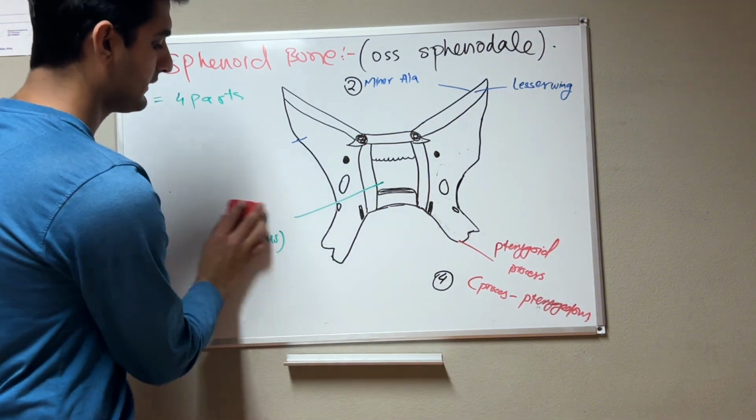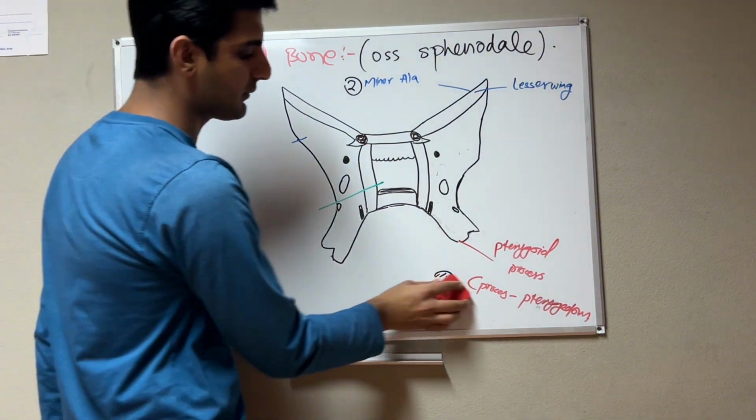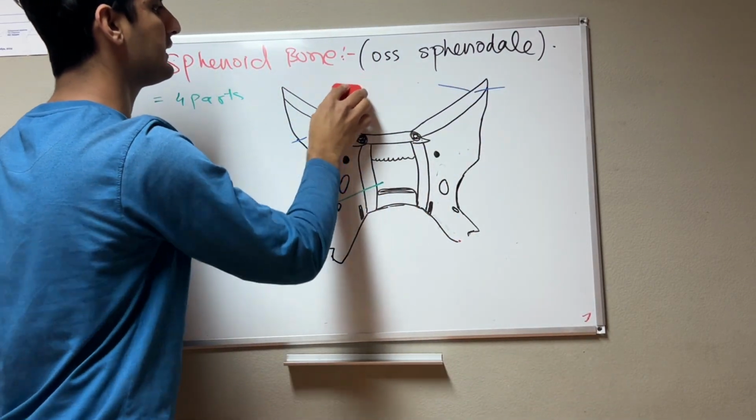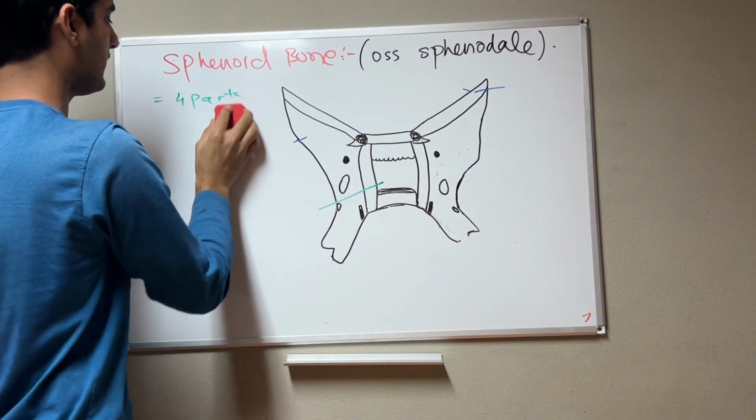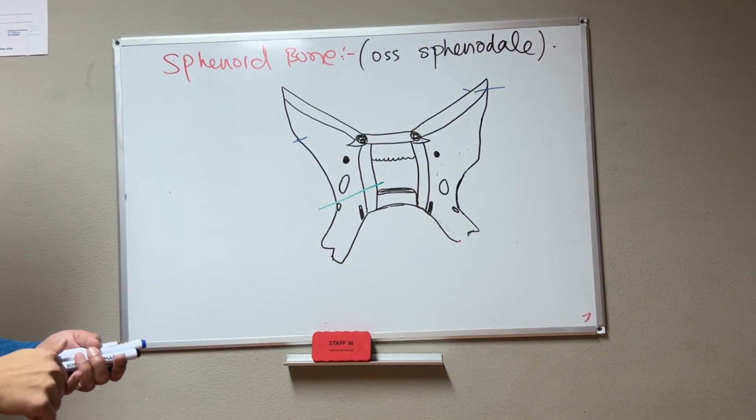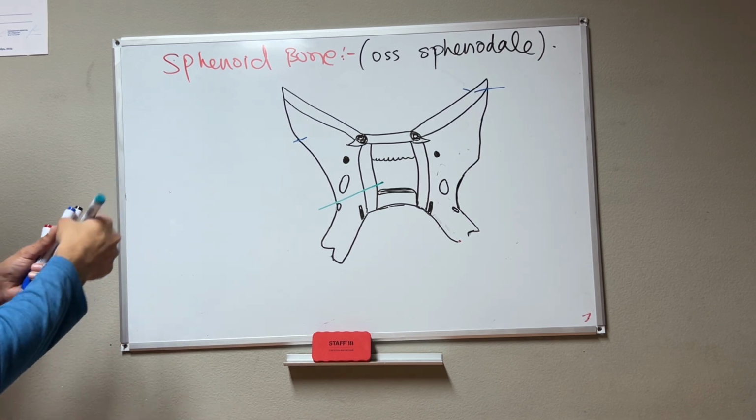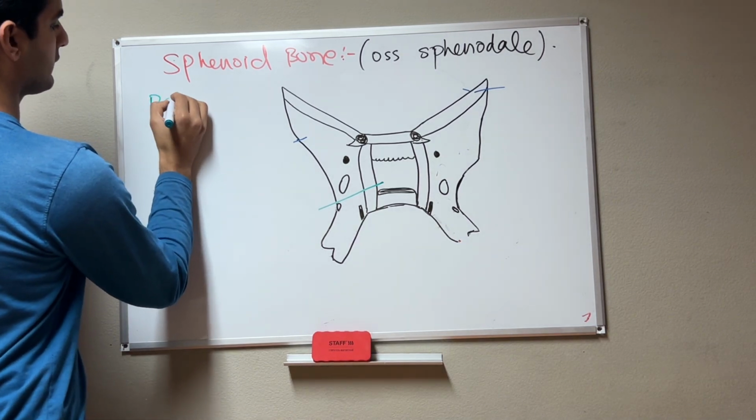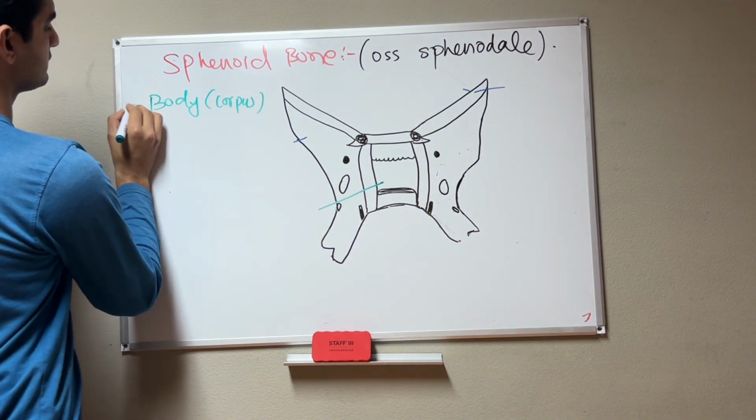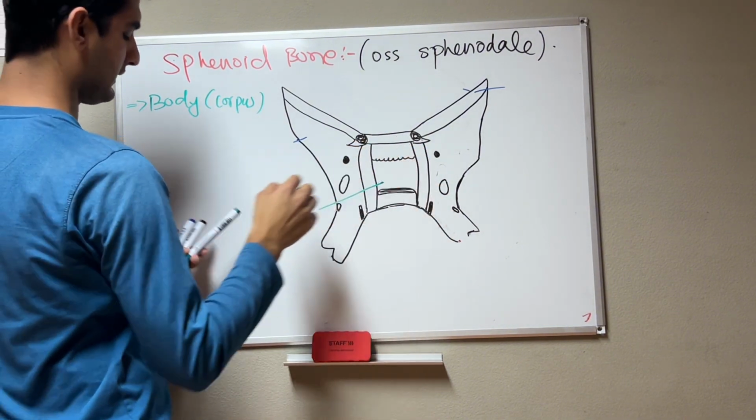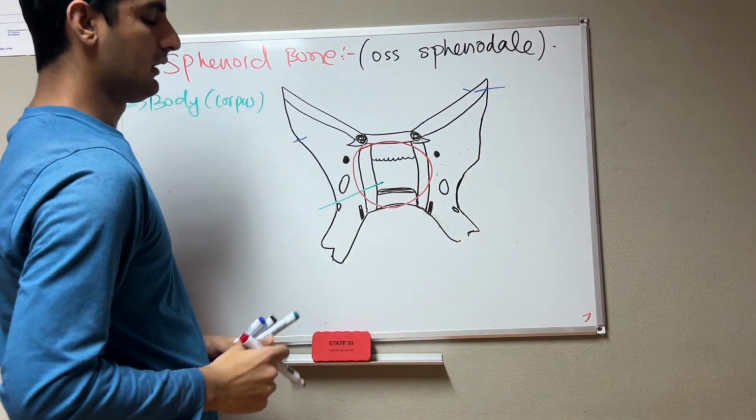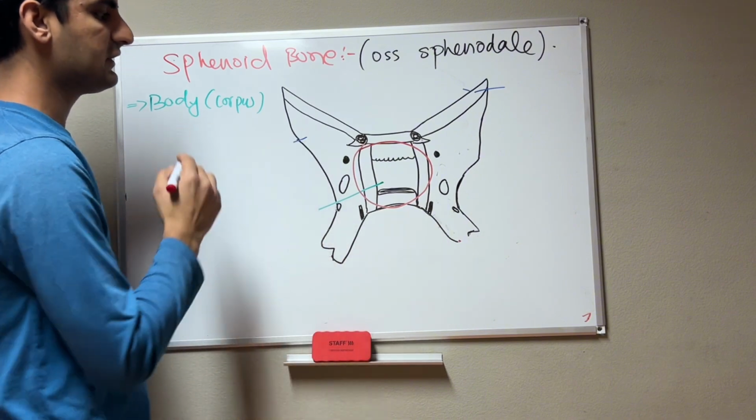Now we are going to discuss each part's formation and what we have there. First, we are going to discuss the main part, the body, corpus. This area is the corpus, or body, of the sphenoid bone. It consists of 6 surfaces.